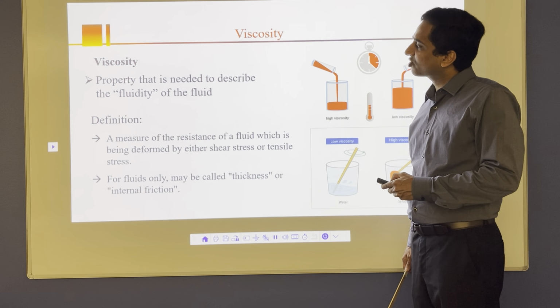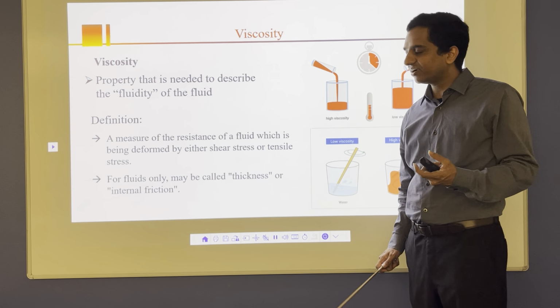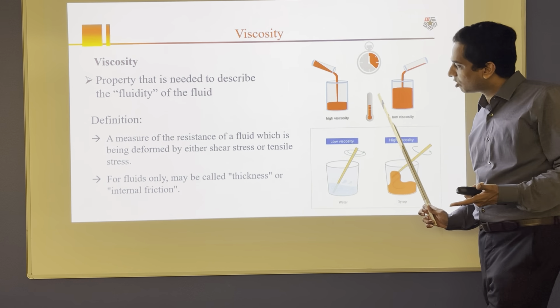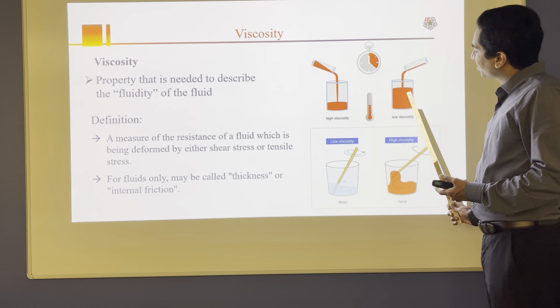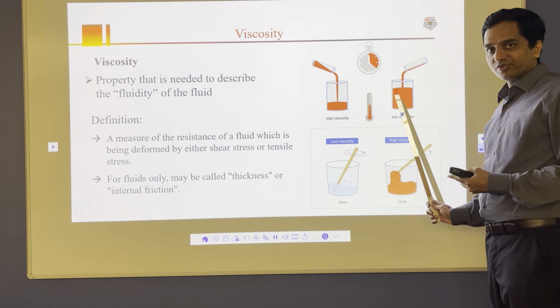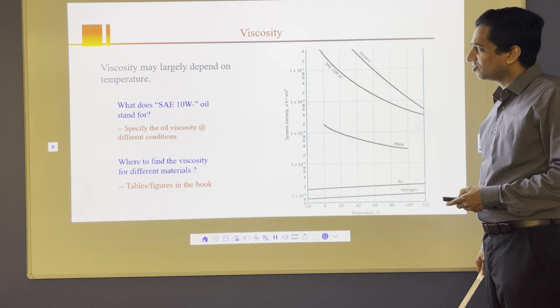Then we learn about viscosity. Viscosity is nothing but the thickness of a fluid, how thick your fluid is. For example, oil is thicker than water, so oil has high viscosity, and it is going to take more time to fill up this jar. Water has low viscosity, so it's going to take less time. So that's your viscosity, the internal resistance of a fluid.